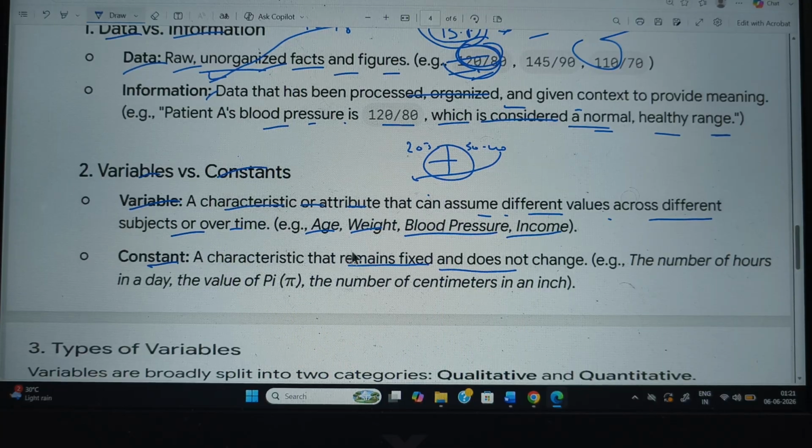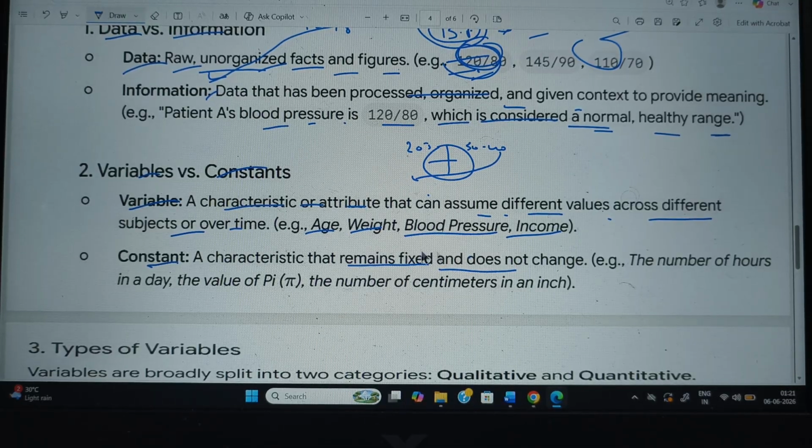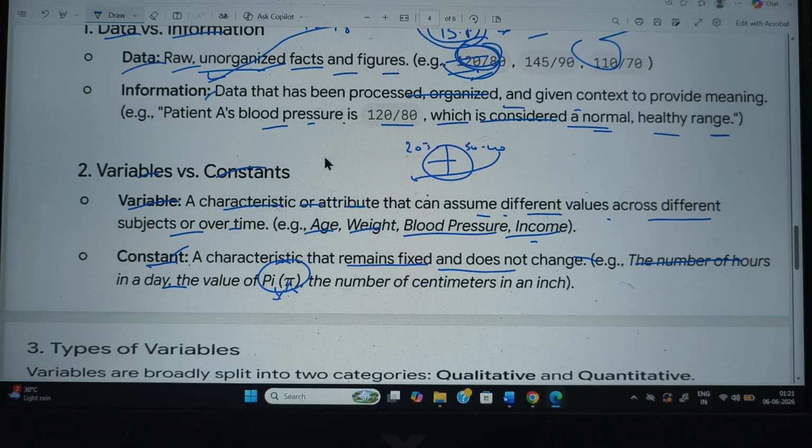A constant is a characteristic that remains fixed and does not change. As the name suggests, it is fixed. Examples: the number of hours in a day and the value of pi. This is a random example, don't worry guys, it's hardcore mathematics, but you need to focus on what exactly a variable and a constant are. You should be in a position to understand what exactly a constant is. As the name suggests, a constant is constant, it can't be changed.